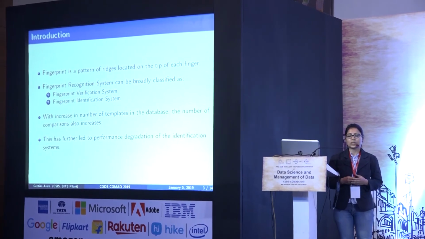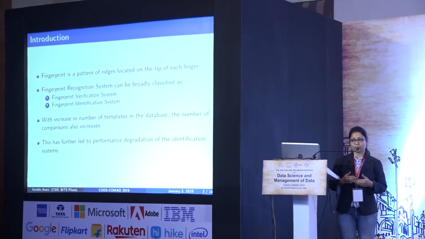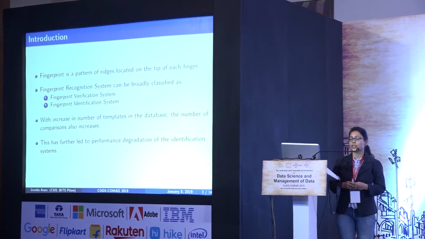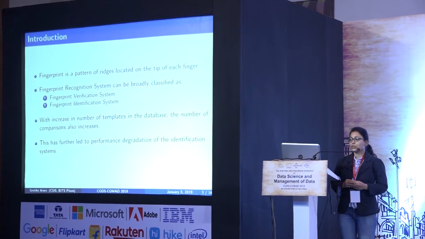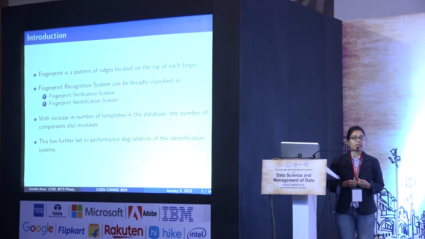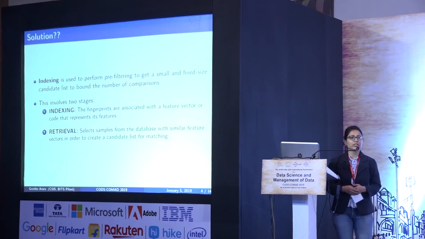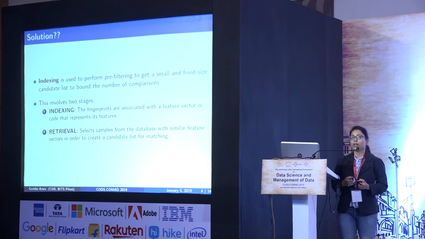So the problem arises because with wide adaptability of fingerprint, there has been a huge increase in the size of the database. With increase in the number of templates, there has been an increase in the number of comparisons. So the solution here lies in pre-filtering the gallery, so that the number of comparisons could be reduced and we could increase the performance of the system.